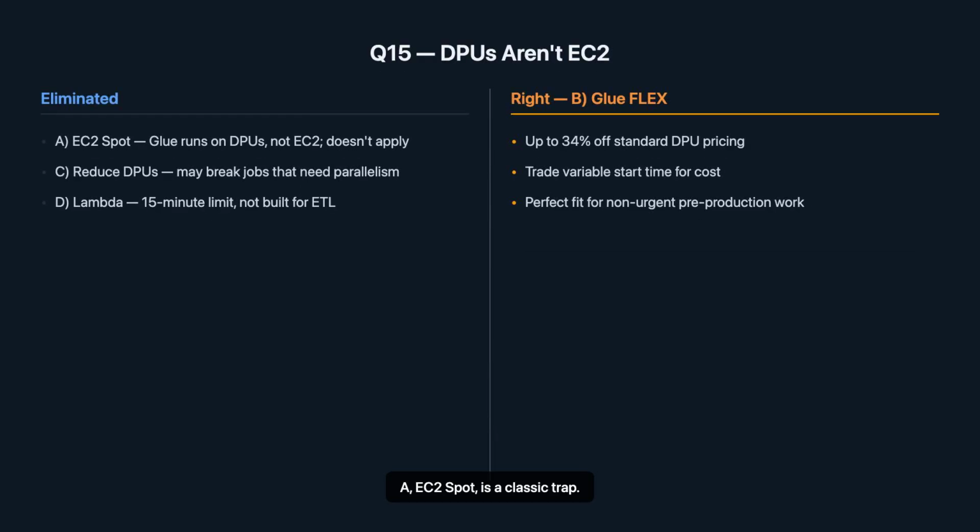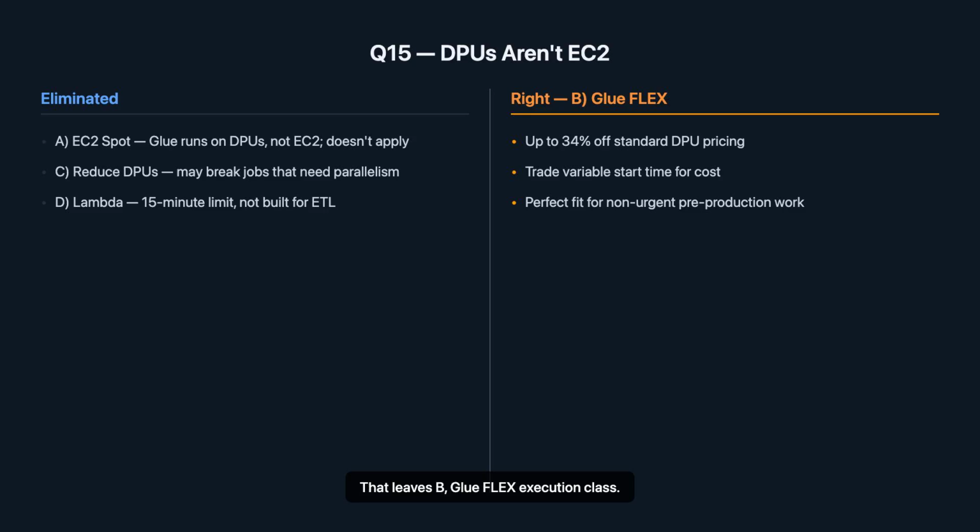A. EC2 Spot is a classic trap. Glue doesn't run on EC2, it runs on DPUs, Amazon Web Services' own billing unit. Spot pricing simply doesn't apply. C. Reduced DPUs may break jobs that need parallelism, so it's not low risk. D. Convert to Lambda has a 15-minute limit and isn't built for ETL.